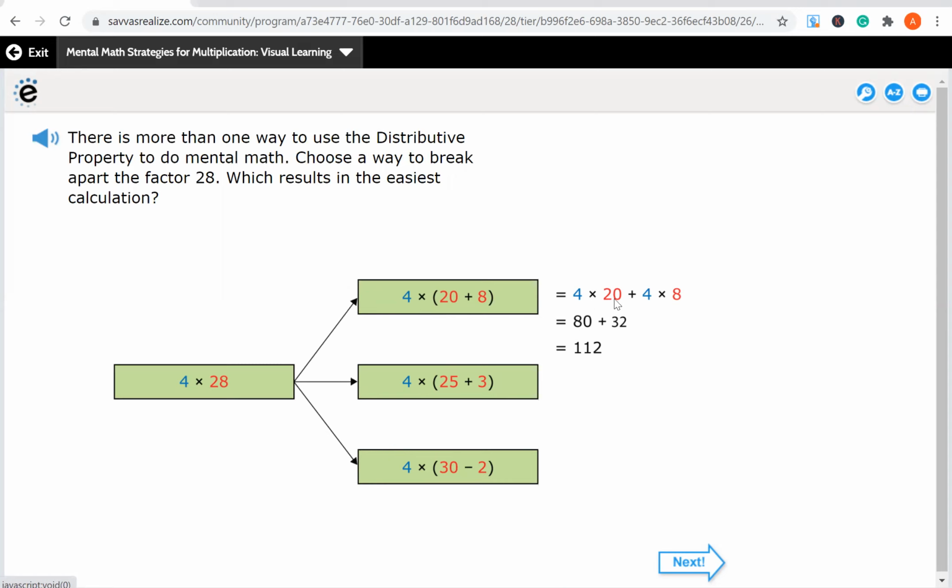Here, 4 times 20, then 4 times 8. 4 times 20 equals 80, plus 4 times 8 equals 32. 80 plus 32 equals 112. If we break the 28 into 25 and 3, it will be 4 times 25 plus 4 times 3. 100 plus 12 equals 112. Or we can make it 30 minus 2. So you will multiply 4 times 30 minus, not plus, minus, 4 times 2. 4 times 30 equals 120, minus 4 times 2, which is 8, minus 8 equals 112.